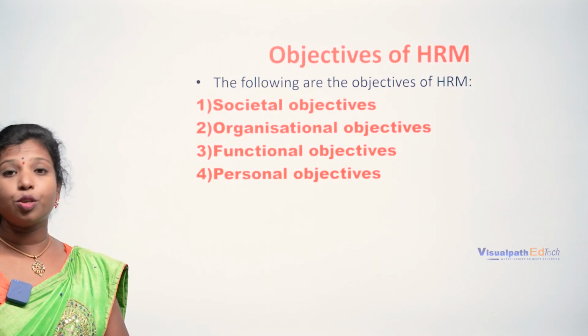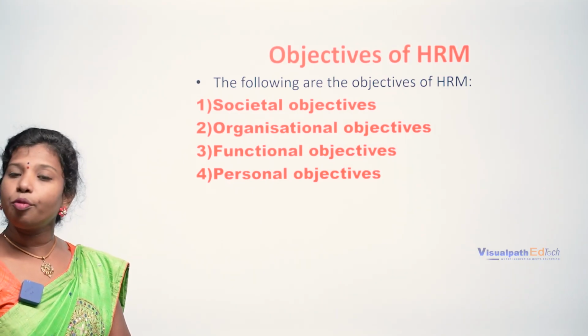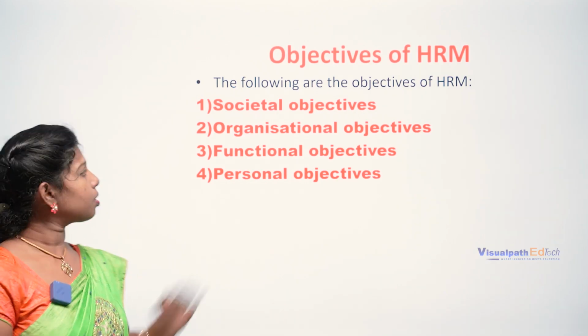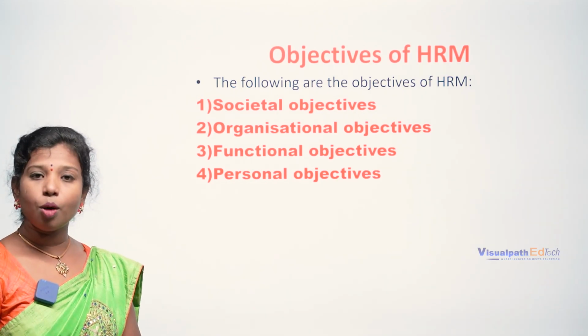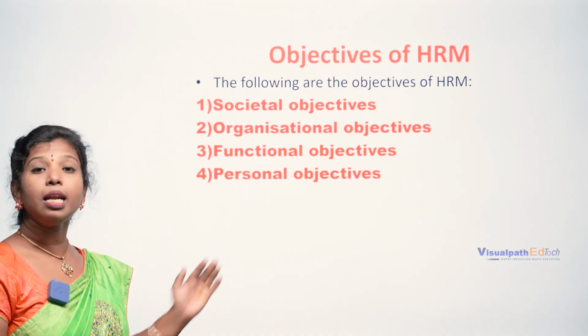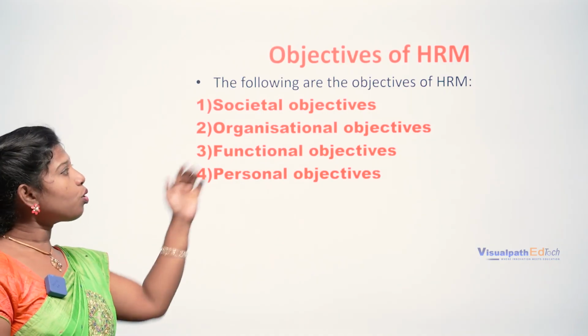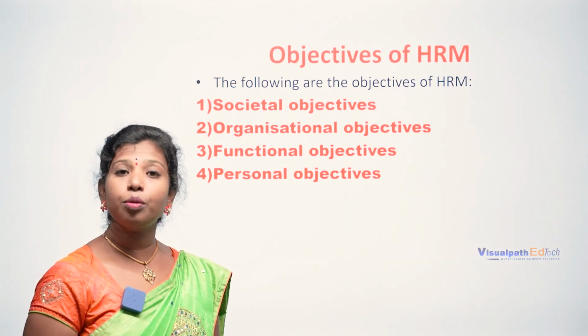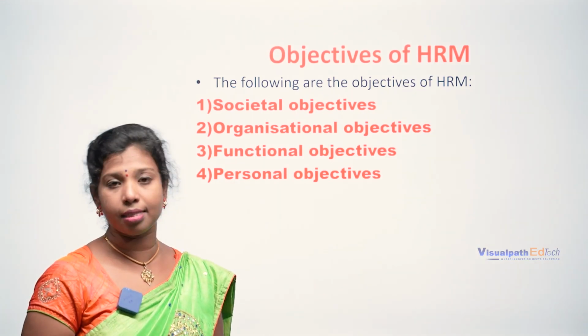What are the objectives of HRM? So there are four main objectives in HRM. The first one is social objectives, second one organizational objectives, functional objectives, and personal objectives. So social objectives is nothing but, we have to follow some ethical standards.